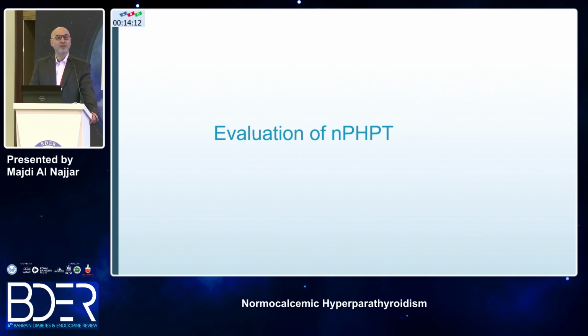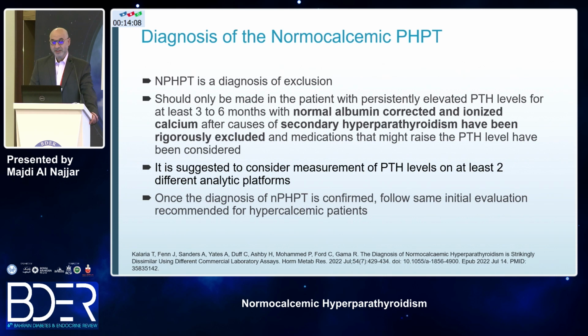So how do we evaluate patients with normocalcemic primary hyperparathyroidism? This disease is a disease of exclusion. We need to rule out secondary causes of hyperparathyroidism, because we don't send someone to parathyroid surgery if we decide for it, and the patient has secondary hyperparathyroidism. So we need to rule out secondary hyperparathyroidism.